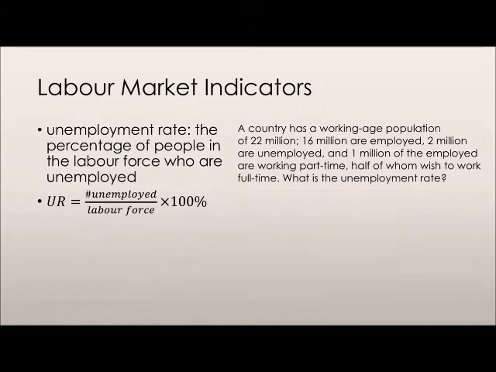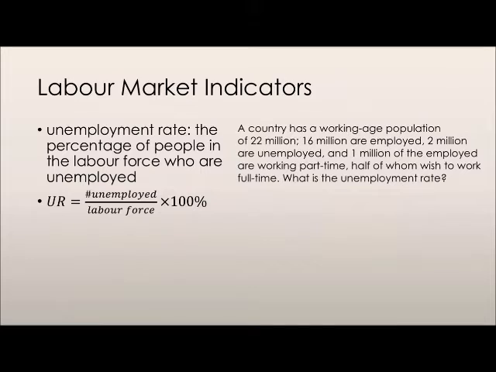The first labor market indicator that we're going to look at is the unemployment rate. You hear this one all the time. The unemployment rate is simply the percentage of people in the labor force who are unemployed, and this indicates the extent to which people want to find jobs but can't find them. Now, the unemployment rate is calculated as the number of people unemployed divided by the labor force multiplied by 100.